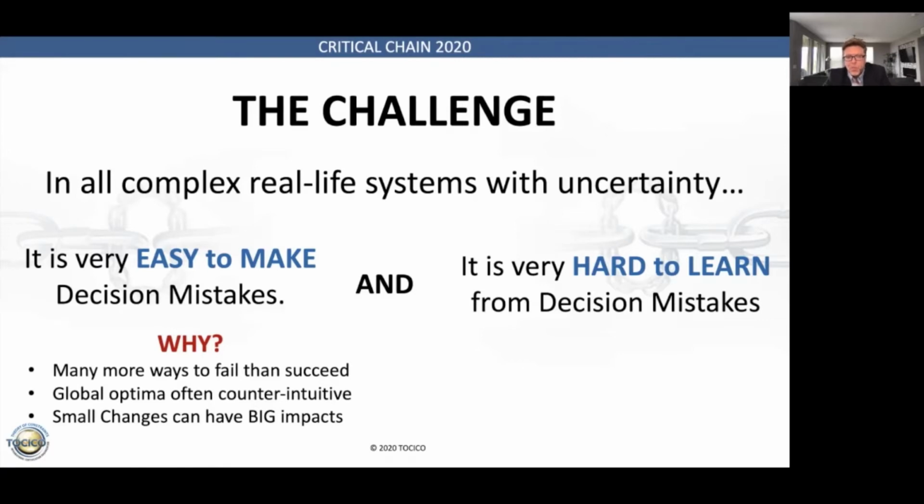And lastly, why it's so easy to make decision mistakes is that often small changes that we might think are not consequential can have big impacts, either positive or negative.